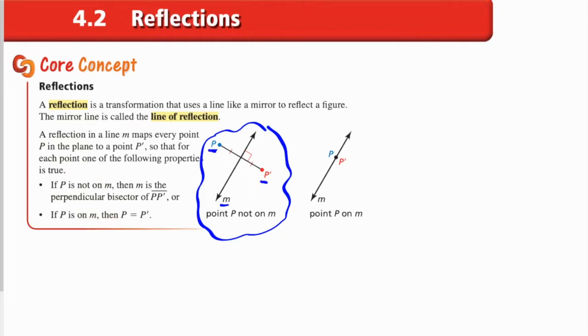Now, what we want to notice is there's two very important things being shown to us here. One, a reflection travels on the perpendicular line through the mirror, and two, we see these congruent marks showing us that the pre-image and the image point are equidistant to the mirror. So those are the two important properties of reflections.